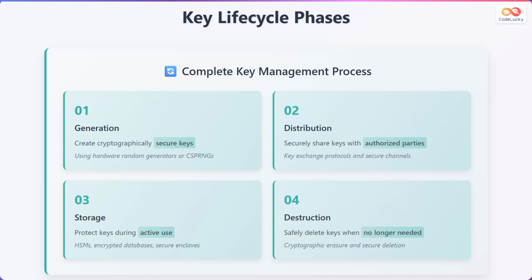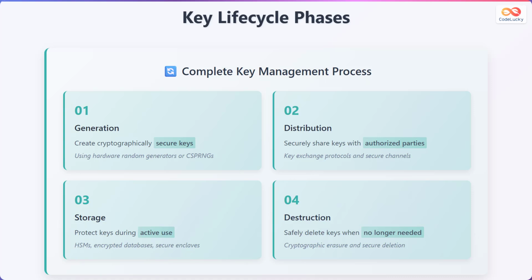The key lifecycle consists of 4 distinct phases that ensure cryptographic keys remain secure throughout their operational lifetime. Phase 1, generation, involves creating cryptographically secure keys using hardware random generators or cryptographically secure pseudorandom number generators, known as CSPRNGs. The quality of randomness directly impacts the security of the entire cryptographic system.